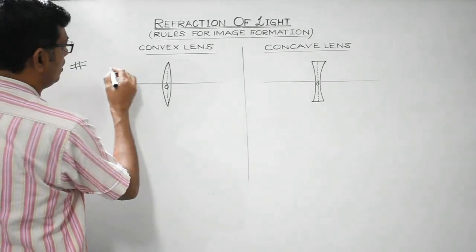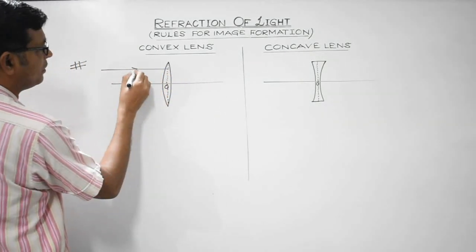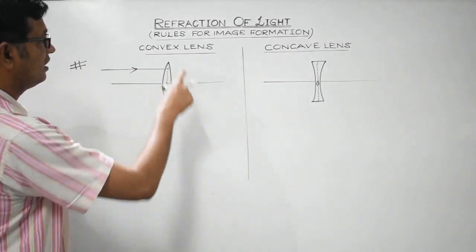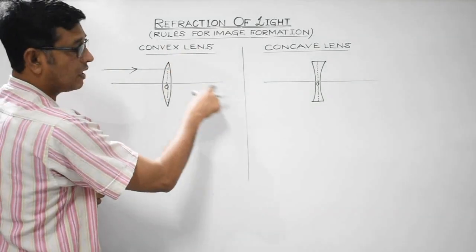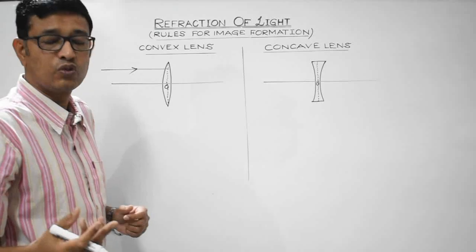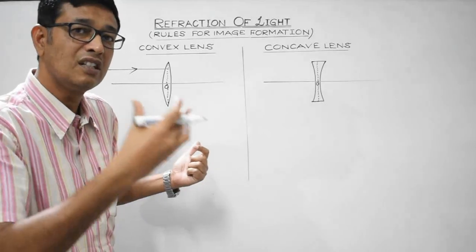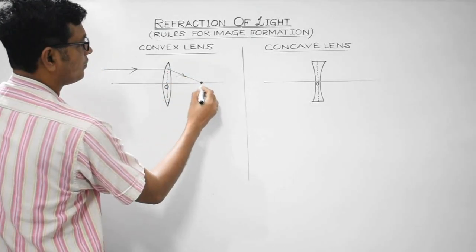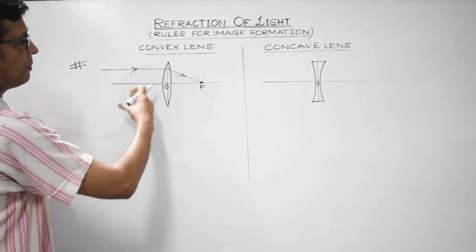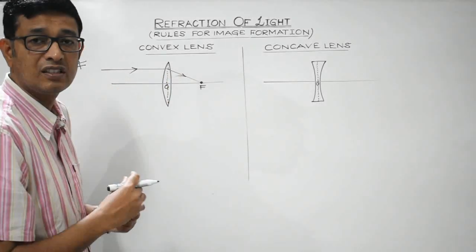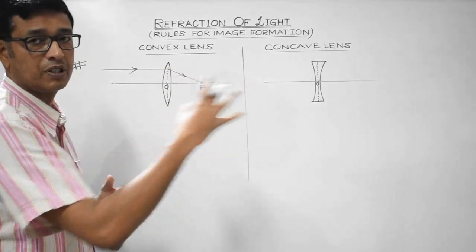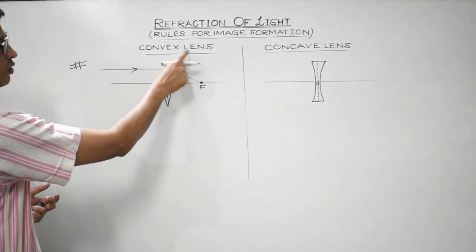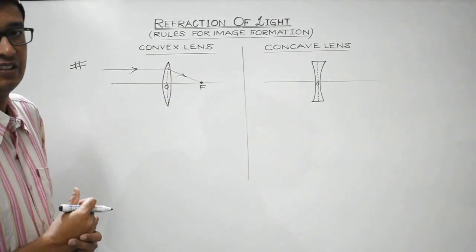So the first rule: whenever a ray is incident parallel to the principal axis, this is the incident ray and it is parallel to the principal axis, then in the case of convex lens, it tends to pass through the focus. In the previous lecture, students, we have discussed convex lens is also known as a converging lens. So it will tend to pass through the focus. This is the focus. All the rays which are incident parallel to the principal axis on a convex lens, after refraction tend to get converged at a particular point. And this point is known as the principal focus, right? So that is the reason why convex lens is also known as a converging lens.